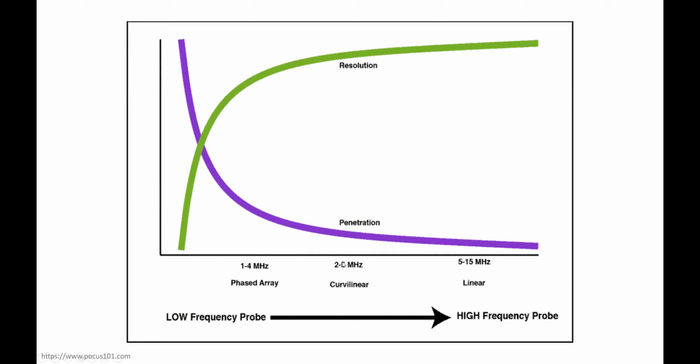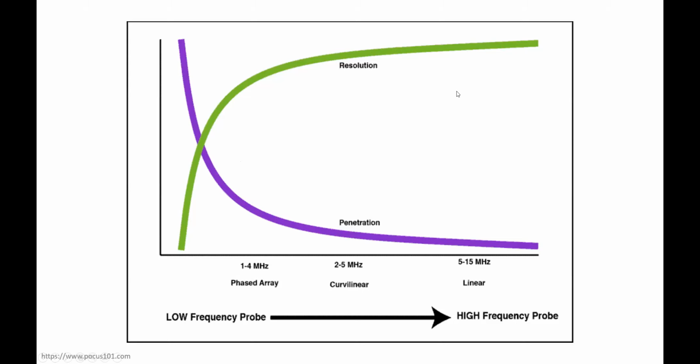Okay, so when you go from low frequency to high frequency, you can see the lower the frequency, the higher the penetration. As you move from lower frequency to high frequency, the resolution also increases. The linear probe, the one that we use to insert lines, is between 5 to 15 megahertz. So the higher the frequency, the better the resolution.